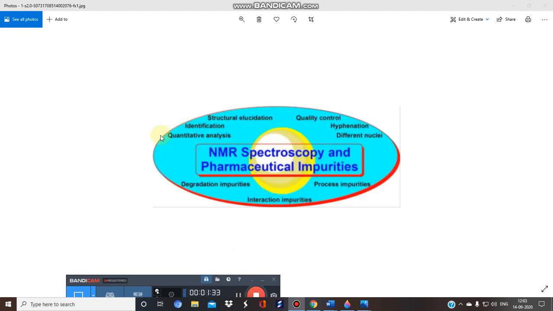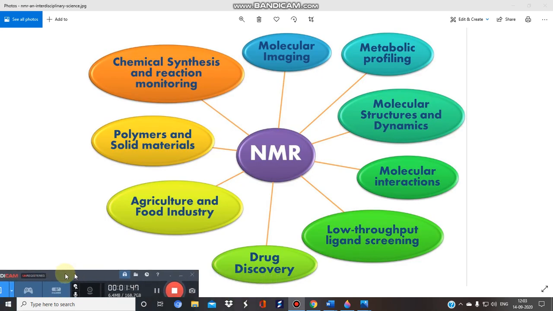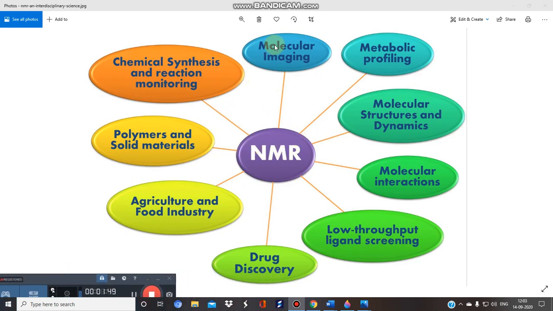It has an application for quantitative analysis. We have covered structural elucidation, degradation of impurities, detection of impurities in a particular sample, and interaction of the impurities in quality control. You can draw this also. Molecular imaging, metabolic profiling, molecular structure and dynamics, drug discovery, food and the agriculture industry, polymer sciences. Yes, of course, chemical synthesis and interaction monitoring.